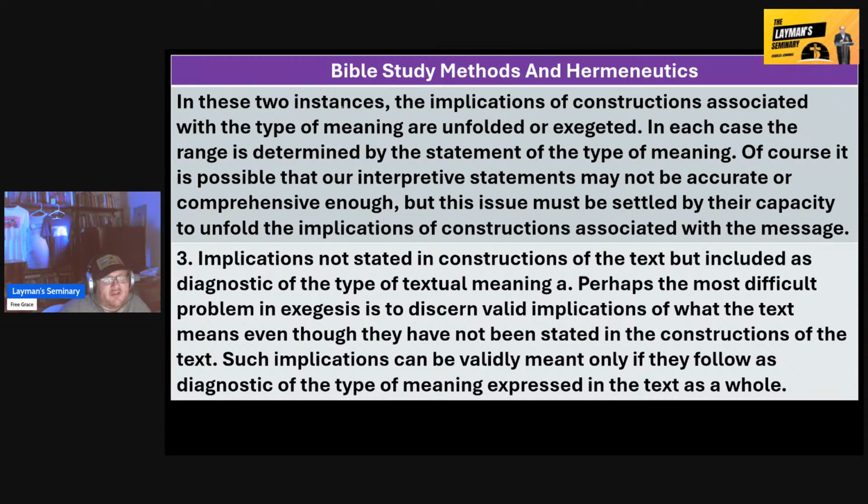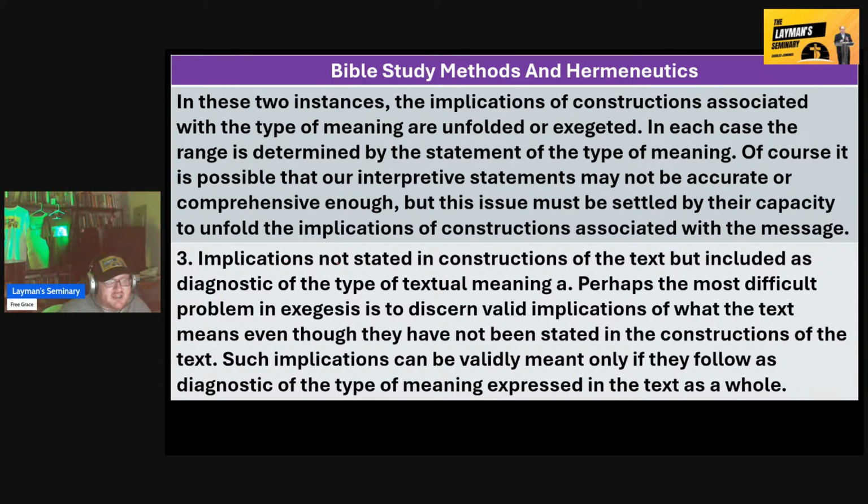In these 2 instances, the implications of constructions associated with the type of meaning are unfolded or exegeted. In each case, the range is determined by the statement of the type of meaning. Of course, it's possible that our interpretive statements may not be accurate or comprehensive enough, but this issue must be settled by the capacity to unfold the implications of constructions associated with the message.